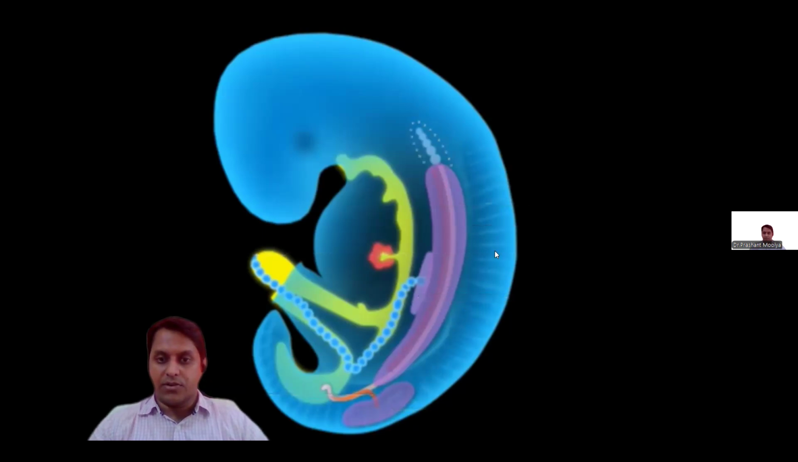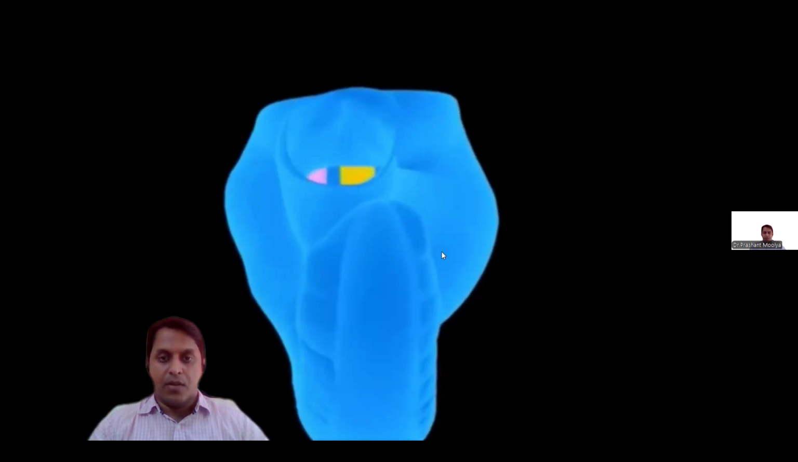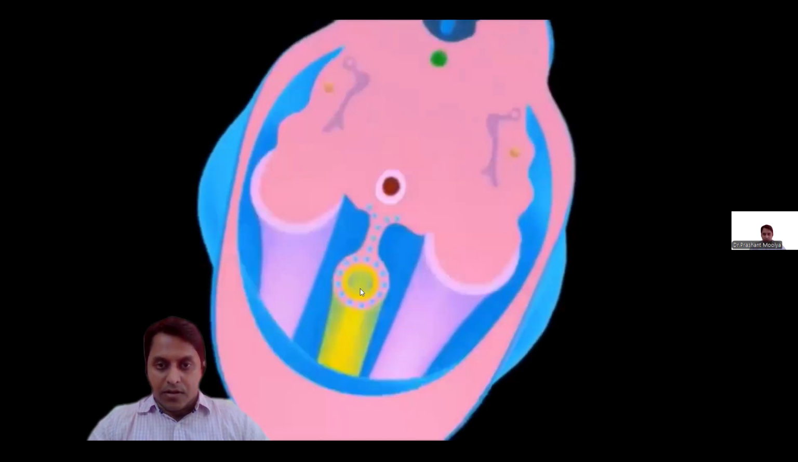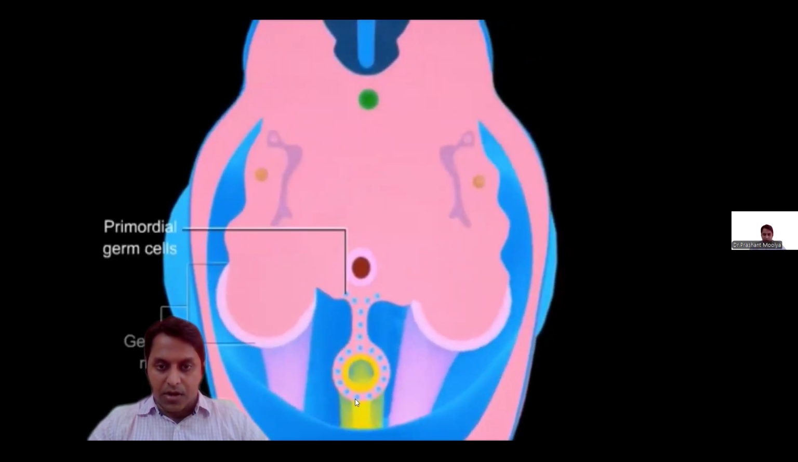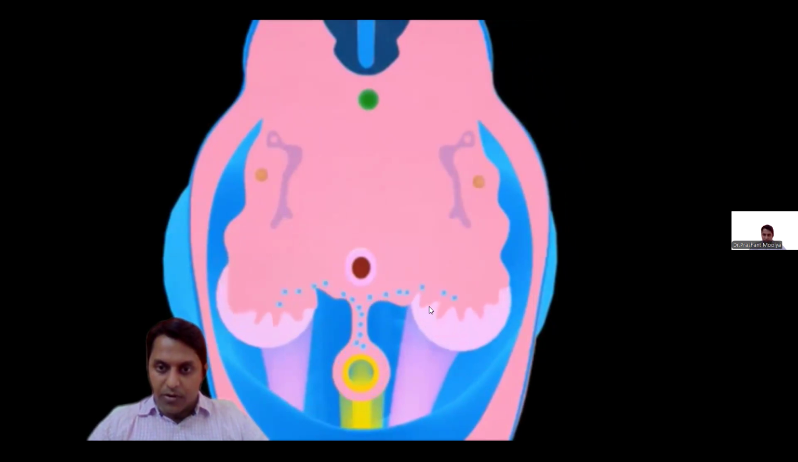If you take the section at this point, it looks like this, where the cells have now started migrating from the dorsal wall to the genital ridge. Now let me orient you again. This in total is the urogenital ridge, and this is the genital ridge, where the cells are proliferating from the coelomic epithelium to form sex cords, and the germ cells are getting incorporated inside the sex cords.